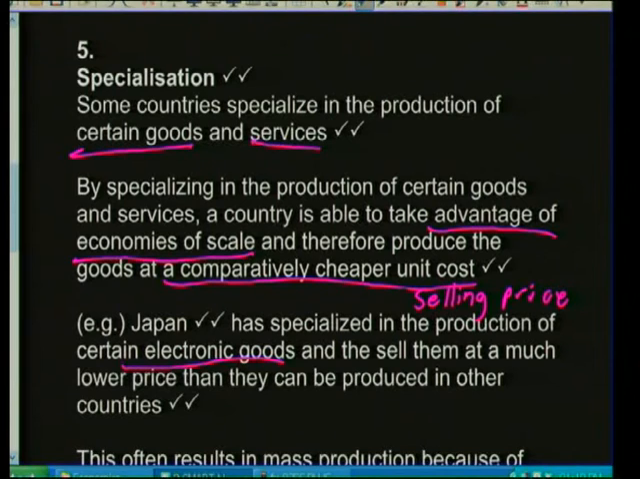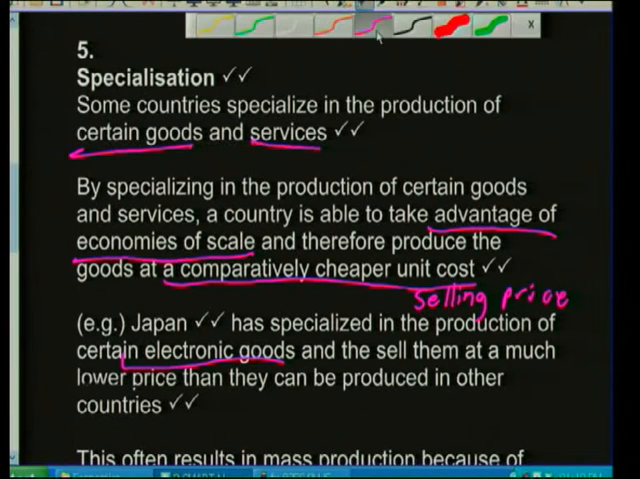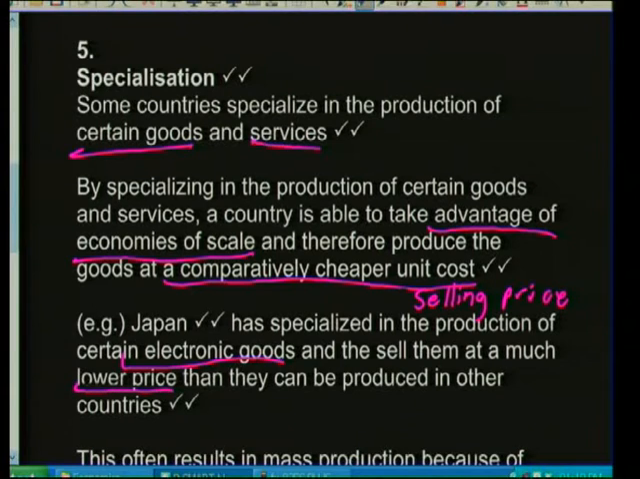The example that they've used here is the example of Japan, and they have specialized in the production of electronic goods, and they sell them at a much lower price because they have the comparative advantage, a lower price than they can be produced in other countries. And because they sell it at a lower price, countries would rather import from them than to produce it themselves.